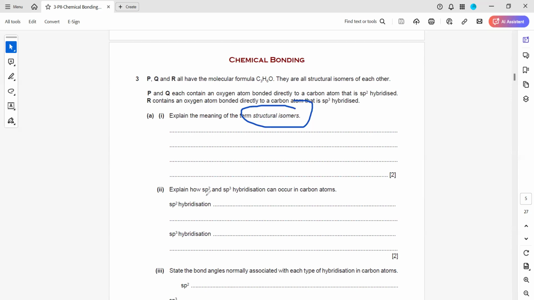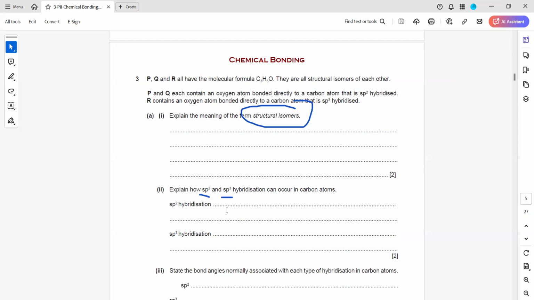Then explain sp2 and sp3 hybridization. Explain how sp2 and sp3 hybridization can occur in carbon. So what is the meaning of the term sp2 hybridization? The term sp2 hybridization means when an s orbital and 2p orbitals overlap with each other, or they have the same energy.